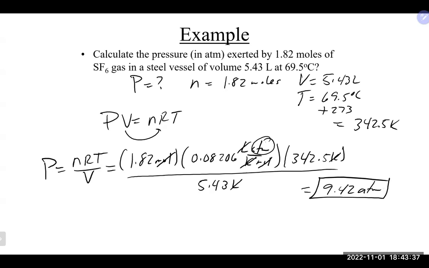Any questions on that one? Variations of this are very commonly given in grams, so converting grams to moles is done a lot here, using the molar mass like we've done before. Any questions on that one?